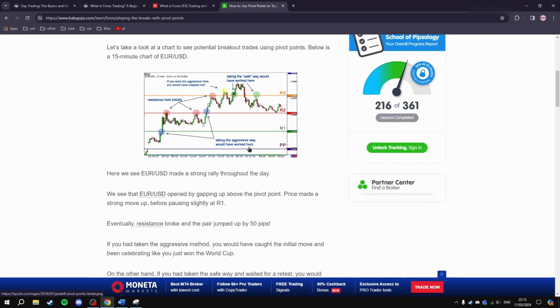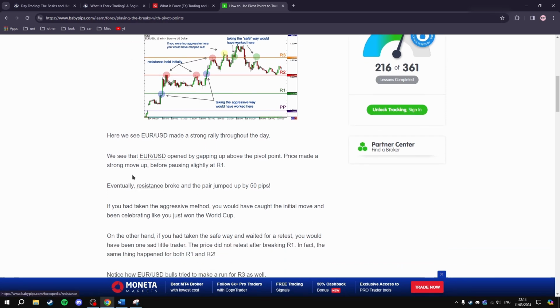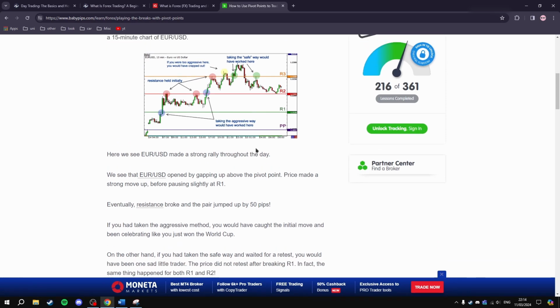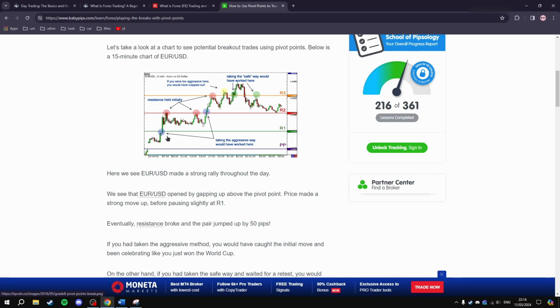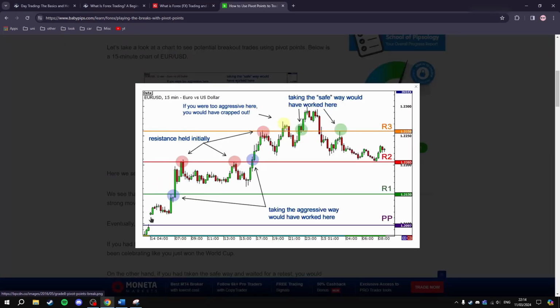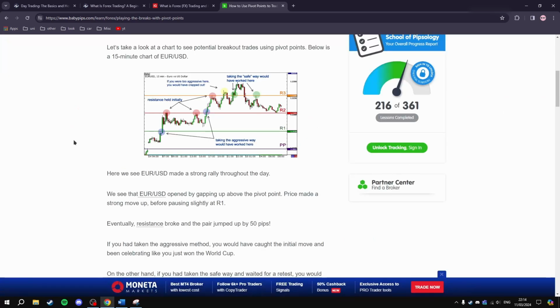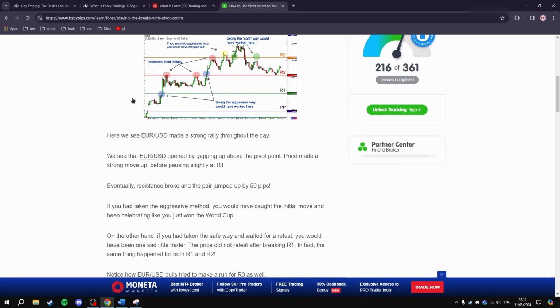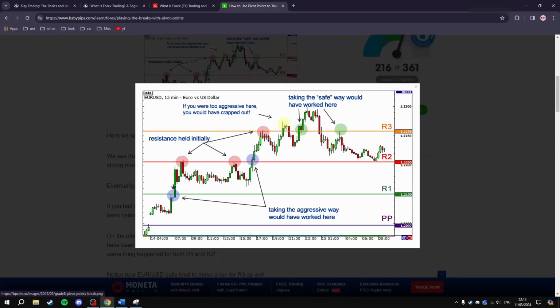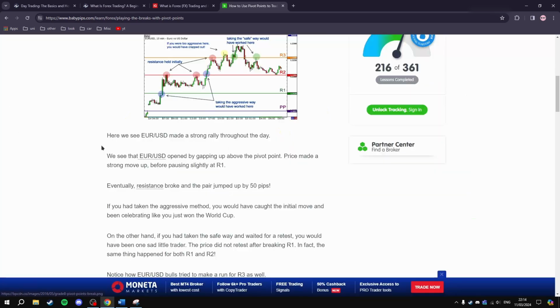Here we see Euro USD made a strong rally throughout the day. We see that Euro USD opened by gapping up above the pivot point. So here, that bit there gapping up above, price made a strong move up before pausing slightly at resistance 1. So at here. Eventually resistance broke and the pair jumped up by 50 pips, so boom, like that.